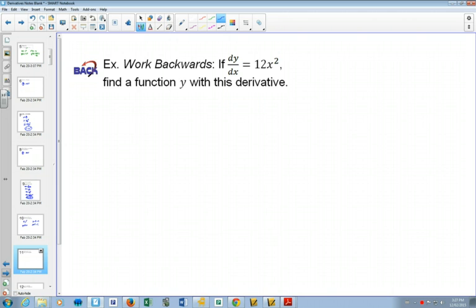So try this one. And obviously it would be 4x cubed plus 19. Okay, you don't need the plus 19, but if you wanted to, it would be there. You could have plus any number at the end, but that would be fine.